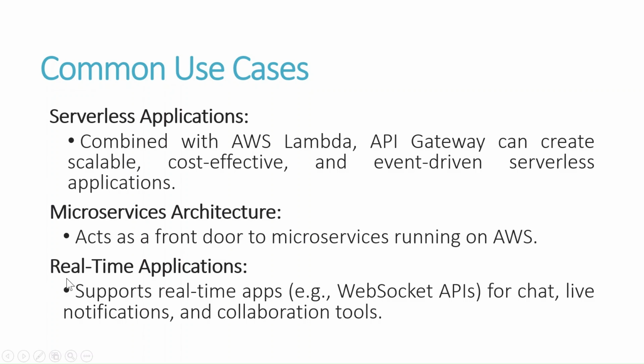And the third one is real-time applications. It supports real-time applications, for example WebSocket APIs for chat, live notifications, and collaboration tools. So the API Gateway supports real-time features like live chats, instant notifications, or collaborative tools by using WebSocket APIs, which keep a continuous connection with the users.